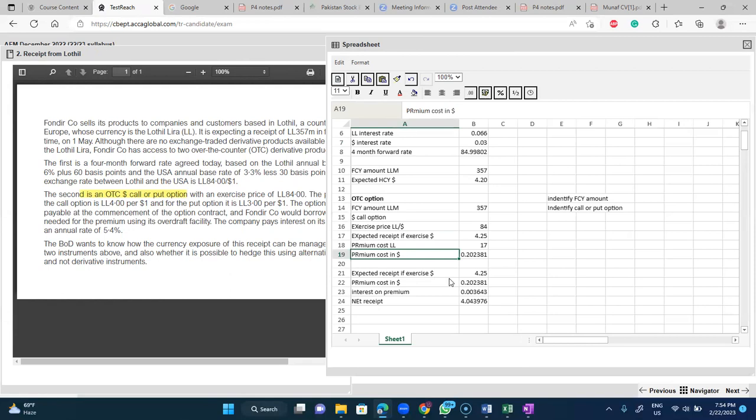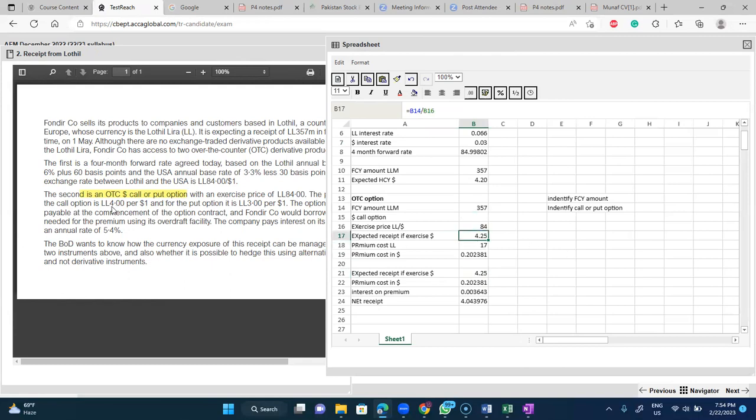And there is no need to calculate the number of contracts. And there is only one exercise price. So if exercised, what is the expected receipt? 357 million divided by 84. This is the exercise price.